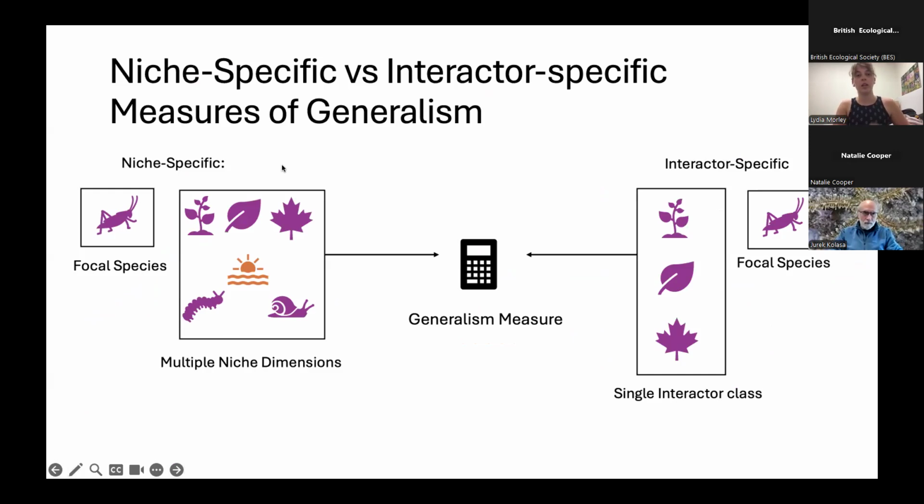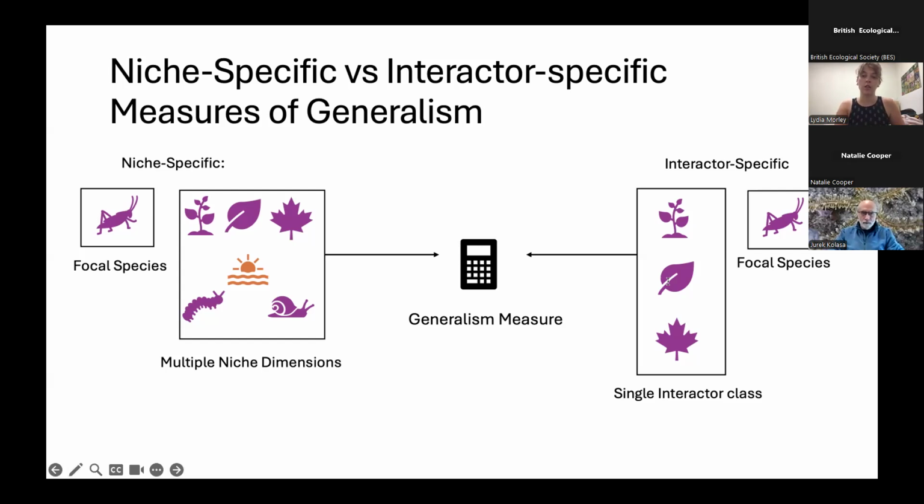So there are niche-specific and interactor-specific measures. Niche-specific measures address the extent to which species' entire niches are generalized or specialized. So these typically rely on weighted means or principal coordinates of many niche dimensions and can be used to quantify generalist tendencies across geographic and ecological space to give a single unified picture of generalism for an individual species. So this can include things like ecological niche breadth, number of food sources, number of pollinators, number of different habitat types, etc., all compiled into one single measure.